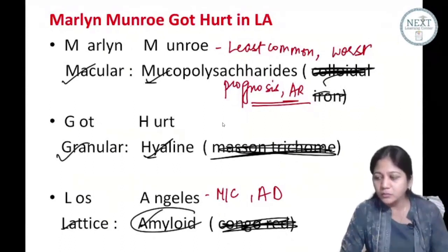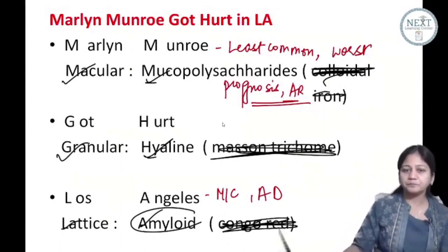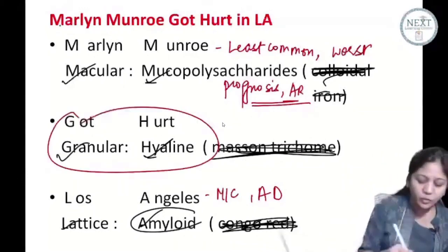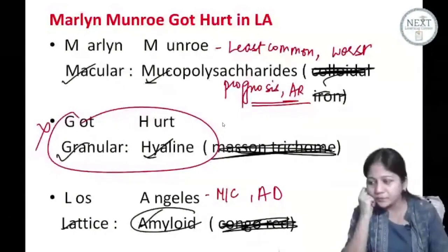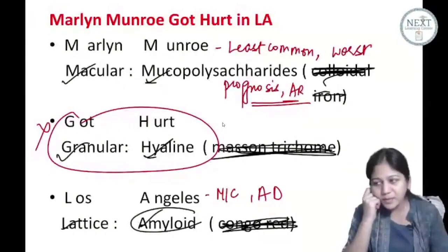Dr. Aishwarya, worst prognosis is macular. Granular is nothing. You don't need to remember even granular. You remember the rest of the things and then the things will be easy.